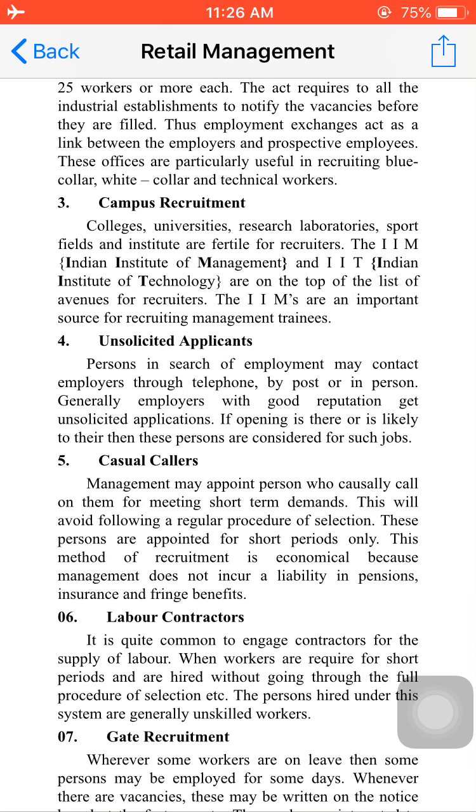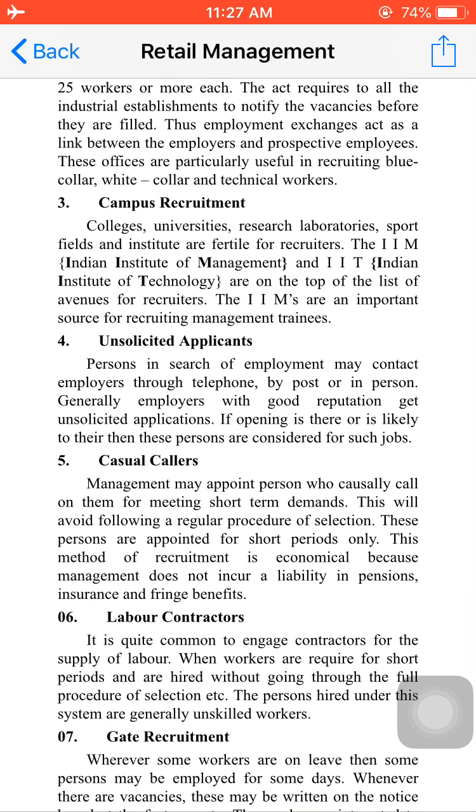Next one is unsolicited applicants. Unsolicited is nothing but persons voluntarily coming to your organizations. It might be through post, telegraphs, or emails, whatever it might be. They voluntarily and randomly go to the companies and apply for jobs.